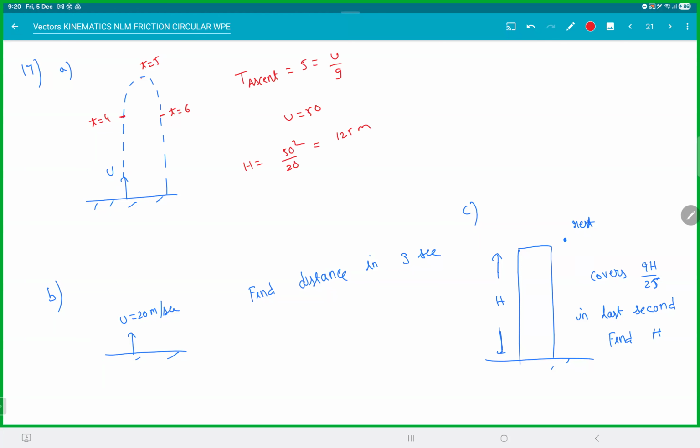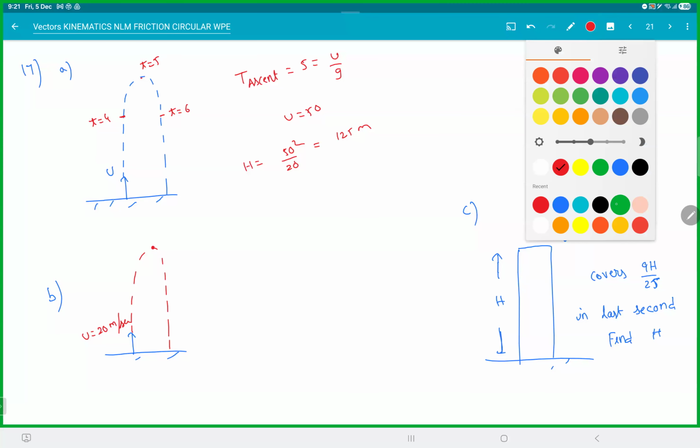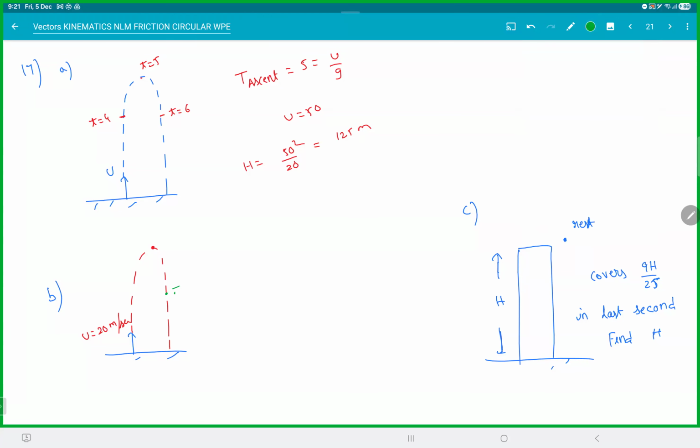What about the second thing? The distance traveled in 3 seconds. Again, be careful. They're asking for distance, not displacement. So this guy goes up and comes down. At 3 seconds, t is equal to 3, you'll be somewhere here. If you write the equation s is equal to ut plus half at square, 20 into 3 minus half g into 3 square. Be careful, this gives you displacement.